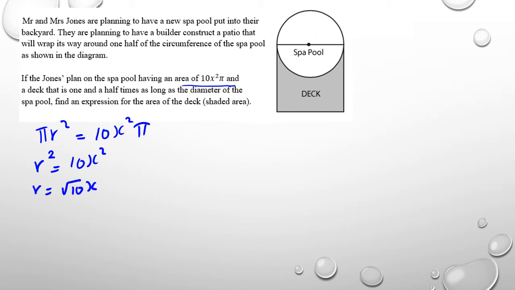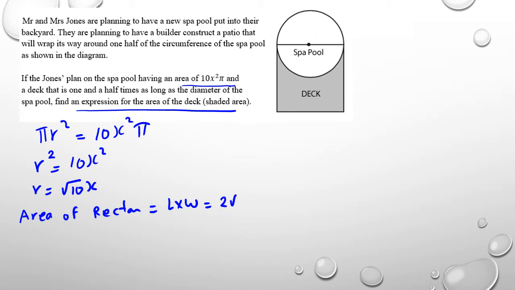Okay, now the area of the deck, so they want to find the expression for the area of the deck. Now the area of the rectangle is length times width, which is giving me the length, which is the same as the diameter.